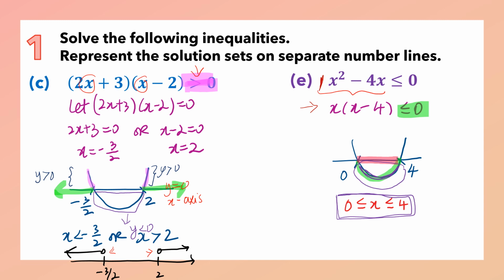To represent it on the number line, we draw the number line. You will see that it's a solid circle because it means it can include the value 0 and also include the value 4. So when you draw the number line, you use solid circles to represent the two endpoints.